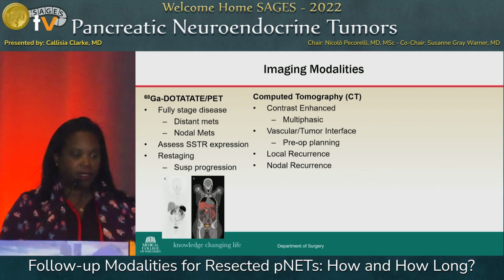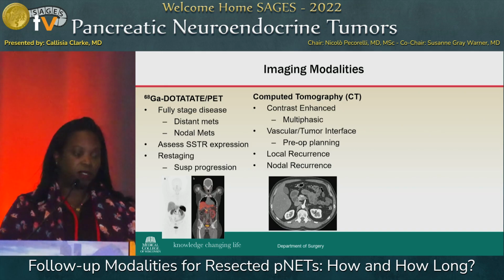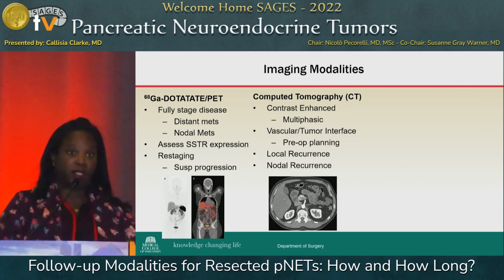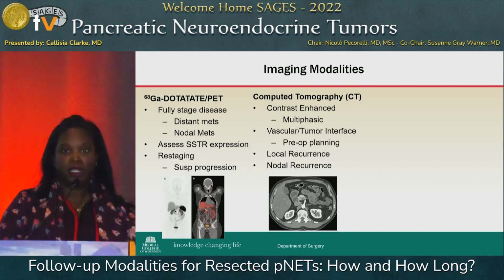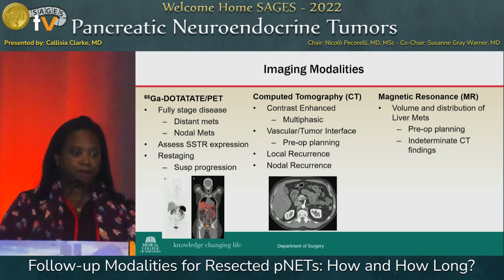CT scans, contrast enhanced and multiphasic, tend to be the preferential mode of cross-sectional imaging for surveillance. It's very helpful for multiple phases. In the preoperative phase, it's very helpful to assess the tumor vascular interface, which helps for preoperative planning. And for local recurrence rates, as well as for nodal recurrence, I think CT scan is a bit superior.